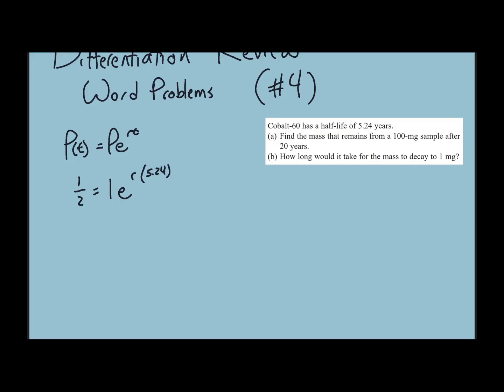So I can immediately remember, I hope you remember, if you have a variable in your exponent, that's a natural log. Natural log solves that issue for you. So we can write ln of 1/2 is equal to ln of e to the 5.24r. And when you have a natural log, the exponent can come out of the natural log and become a coefficient like this. Isn't that better?